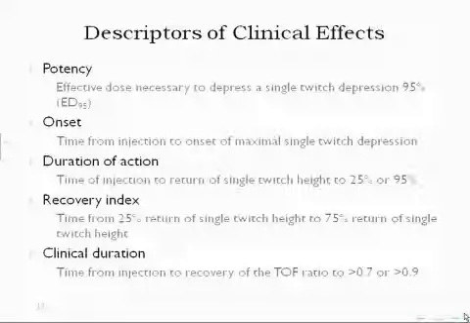Onset, the time from injection to maximal single twitch depression, is important because you want someone with rapid onset. That way the drug works immediately, and you can intubate that individual successfully. You don't want somebody that has delayed onset of action. Most of the non-depolarizing agents have delayed onset times of 3 to 5 minutes. The only exception to that is rocuronium.